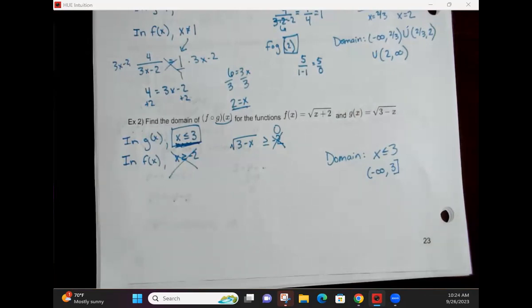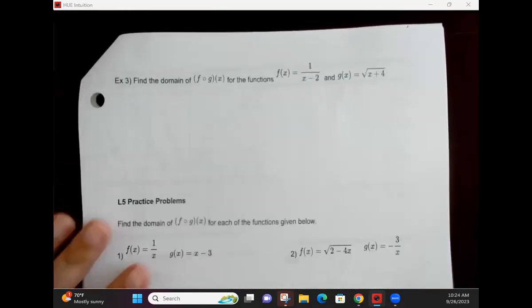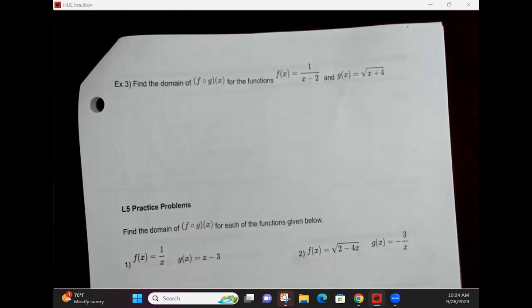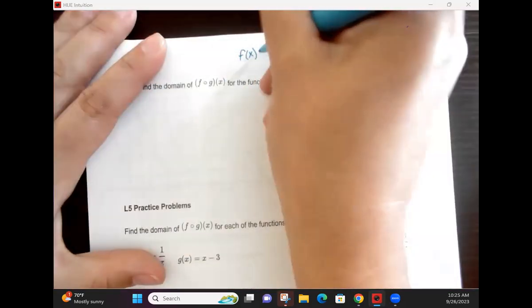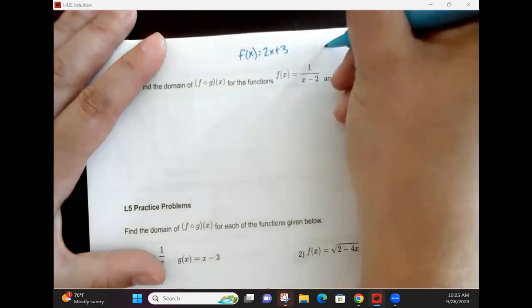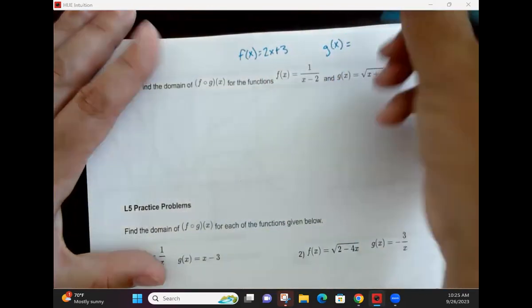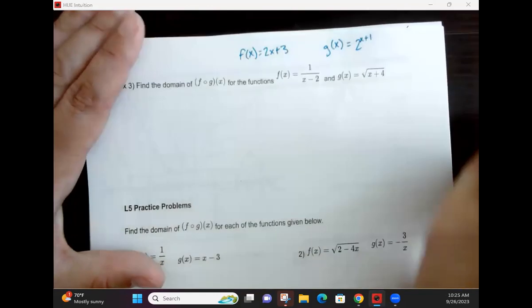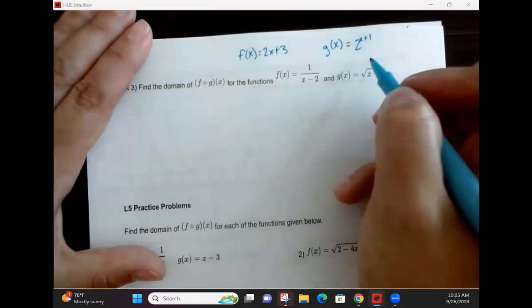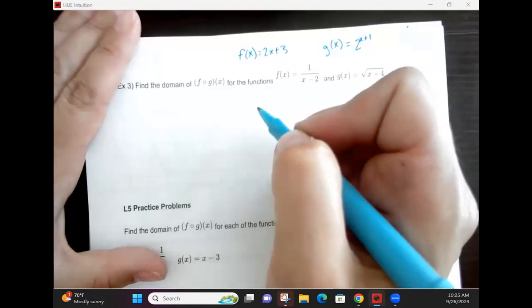Let's take a look at the next one. Find the domain of f of g of x for my functions here. f of x is a rational function, g of x is a square root function. Most of the functions I'm giving you are something where we've got issues with the domain. If f of x was maybe 2x plus 3 and g of x was 2 to the x plus 1, the domain on an exponential we know is all real numbers. The domain on a polynomial we know is all real numbers.